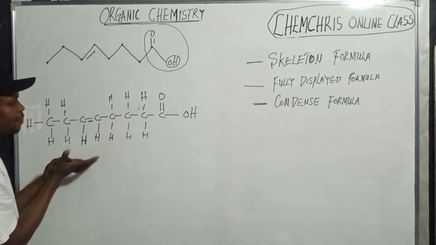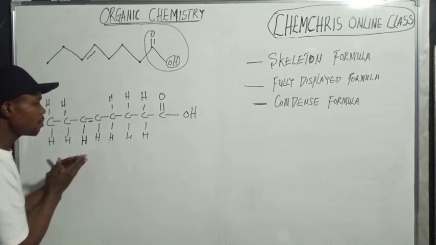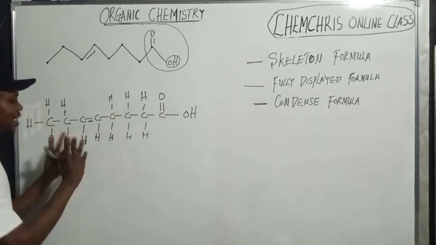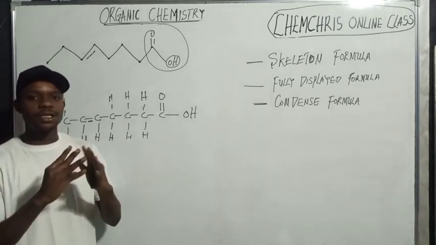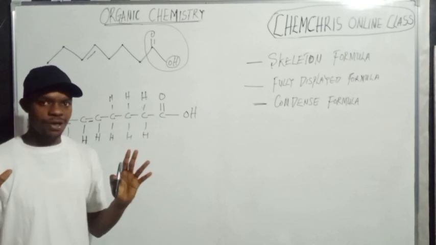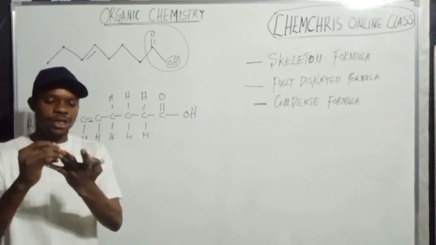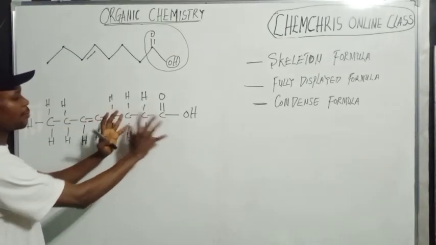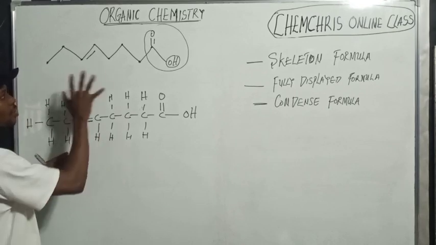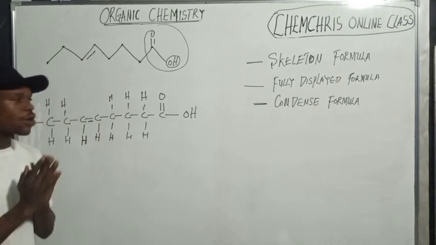This is the fully displayed formula. Do you understand? This is called the fully displayed formula. In this fully displayed formula, the way the atoms are bonded is shown in full, and the number of hydrogens is shown. Then the functional groups are shown, and how they are connected. Do you understand? So that is the difference between the fully displayed formula and the skeletal formula. Now let's compare this one to the next.